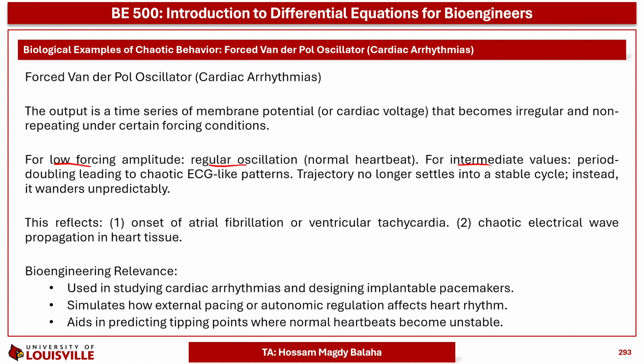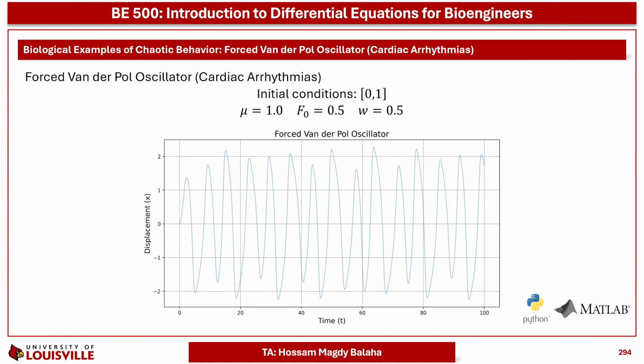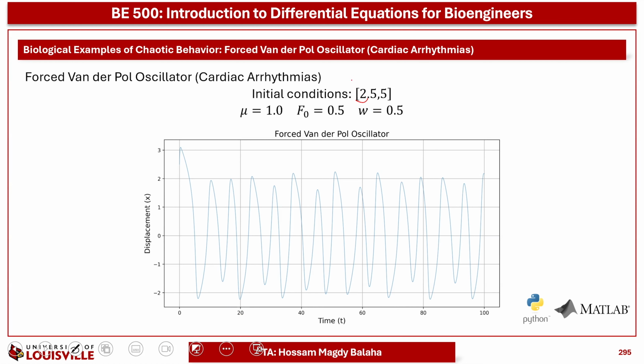And for intermediate values, you can get period doubling leading to chaotic ECG-like patterns, where the trajectory no longer settles into a stable cycle. Instead, it wanders unpredictably. If you plot that, you can see unpredictable oscillations over time. And if you change the conditions from 0 and 1 to 2.5 and 5, the oscillations also behave unpredictably.